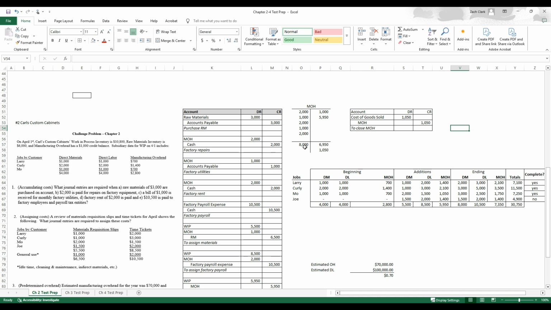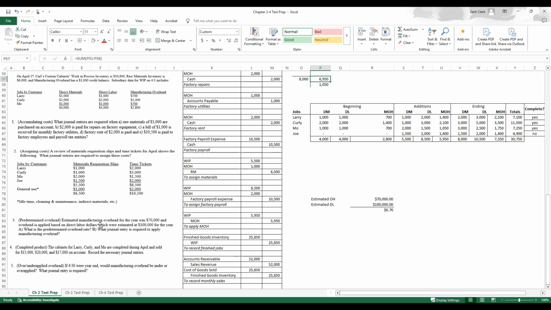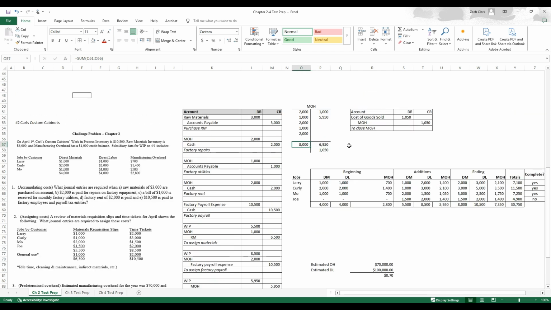In essence, like we mentioned just a moment ago, we incurred more costs than we estimated. Our total based on our estimations was only 6,950, our applied overhead using the predetermined estimated overhead rate. But we actually incurred 8,000. So we can't go back and charge the customer extra. So we have to record additional expense related to these sales, and we do that with this journal entry to cost of goods sold.